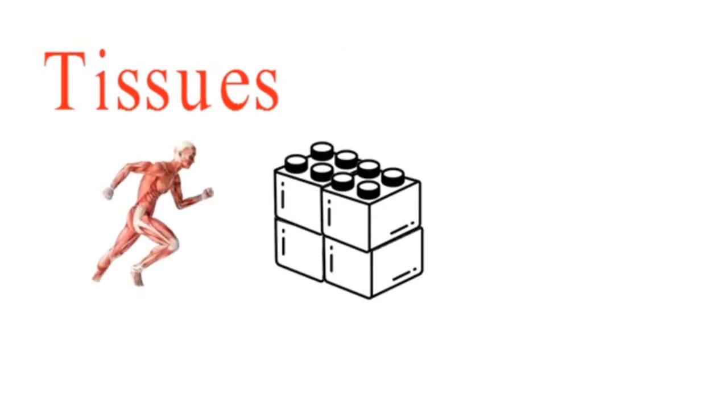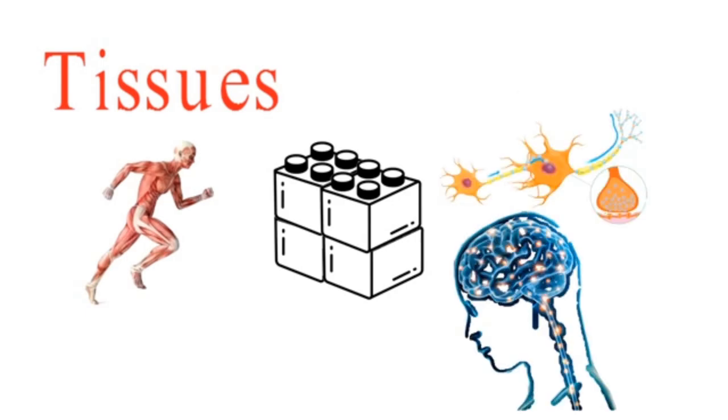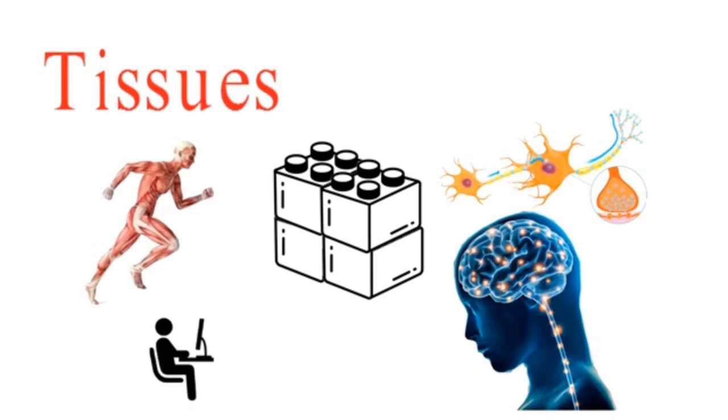So, let's start with the basics. Tissues are like the building blocks of our bodies. They're groups of specialized cells that team up to perform specific tasks. These tasks are vital for the proper functioning of our body, and tissues play a crucial role in making that happen.